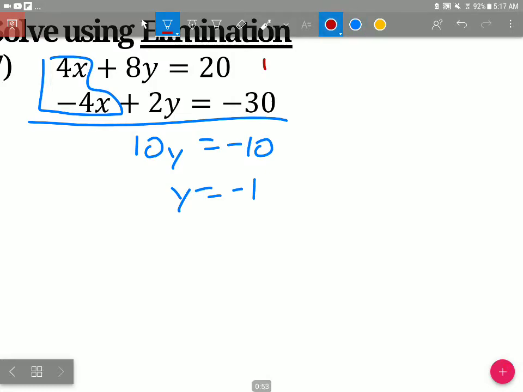And it doesn't matter. You can use the first equation or the second one. I'm going to use the first just because I feel like it. So 4 times negative 1. Oh, I plugged it in for x instead of y.